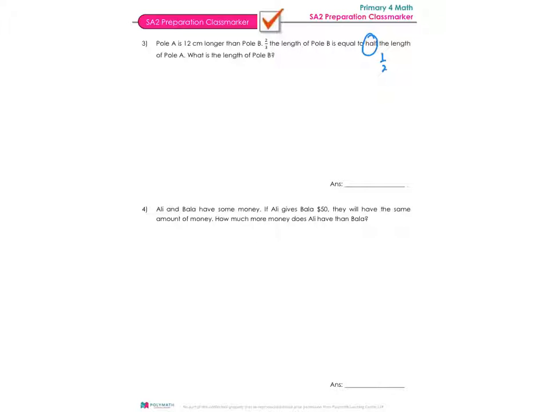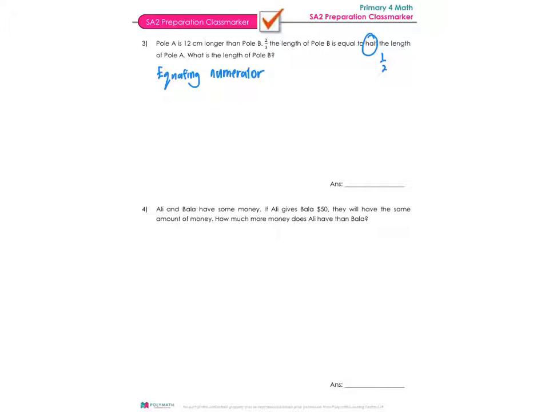This is an equating numerator question, where you should be making the numerator the same instead of making the denominator the same. Why don't we make the denominator the same? Because when we make the denominator the same, we are saying that their total is the same, but they did not say that their total is the same. In fact, they say that pole A is 12 cm longer than pole B.